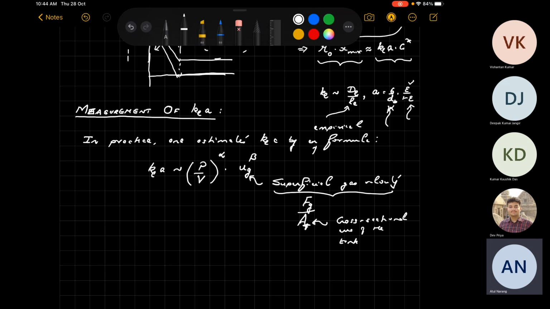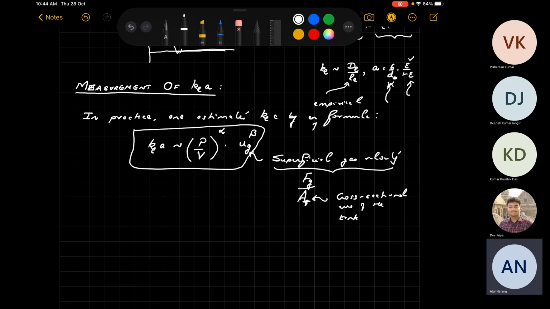But it's really hard to work with all these formulas. So people just work with this formula. This is the empirical formula that they work with. And these empirical formulas will give you accurate estimates up to plus or minus 40 to 50%.